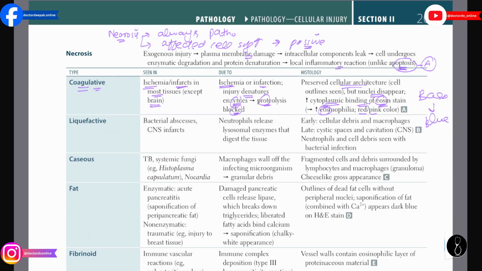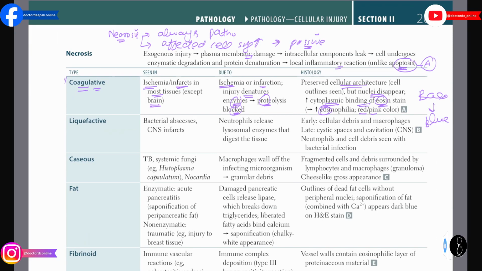What are the questions they can ask from you on this type of necrosis? First of all, they can ask in which body part coagulative necrosis is not going to happen, that is the brain. Second, they will ask that in coagulative necrosis we see preservation of cell structure or cell architecture. What is the reason? The reason is basically that enzymes become denatured, and when the enzymes become denatured, you are unable to break down the protein. So this is about coagulative necrosis.